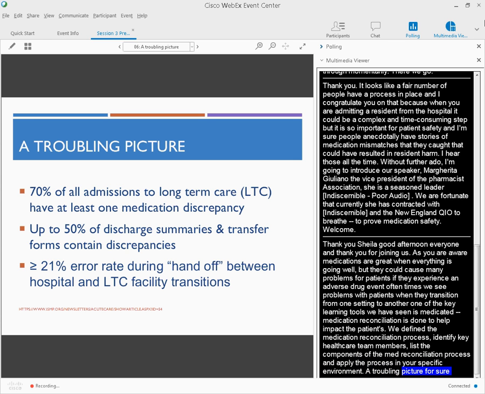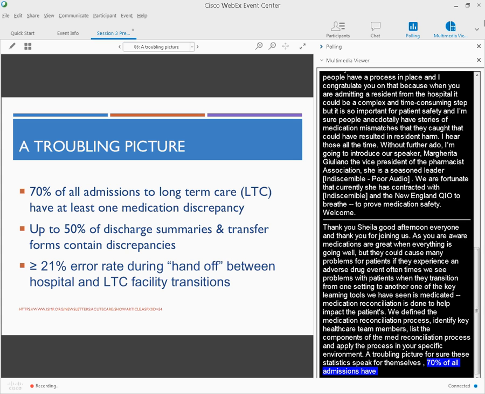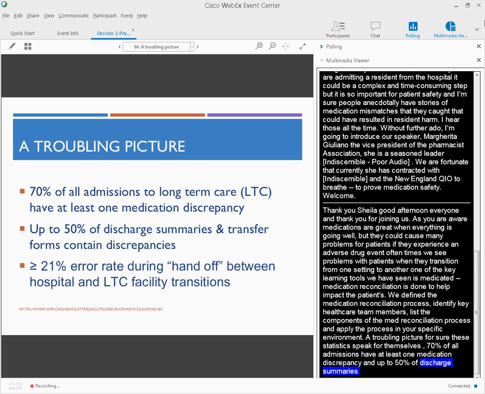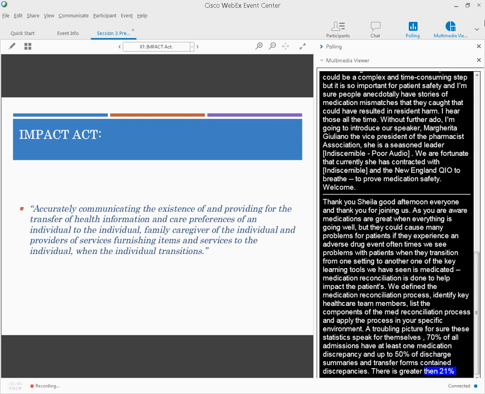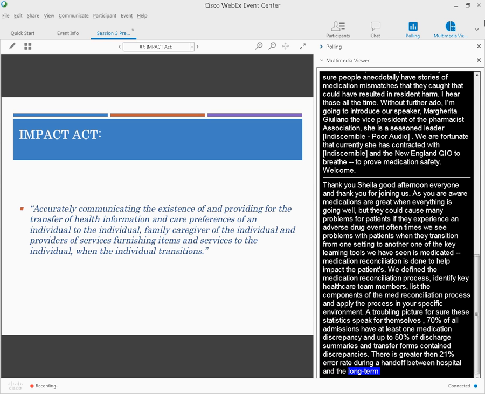70% of all admissions to long-term care have at least one medication discrepancy, and up to 50% of discharge summaries and transfer forms contain discrepancies, and there is greater than 21% error rate during a handoff between the hospital and the long-term care facility. So I think there are lots of opportunities to improve.